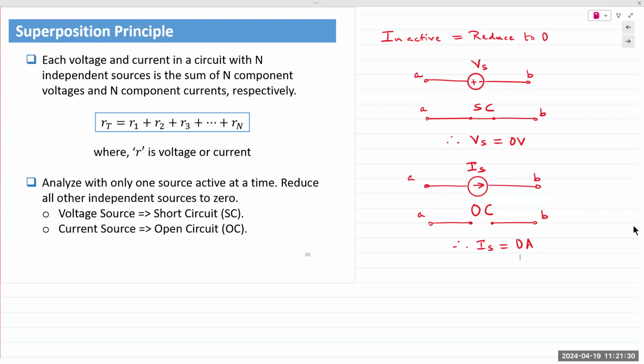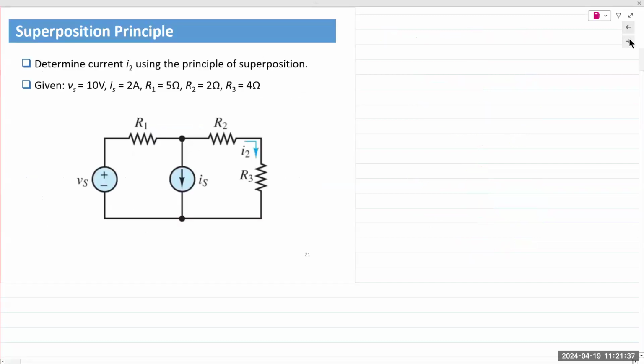Shall we look at an example? All right, let's go ahead and do that. The example for superposition asks us to find the current I2 using the principle of superposition.